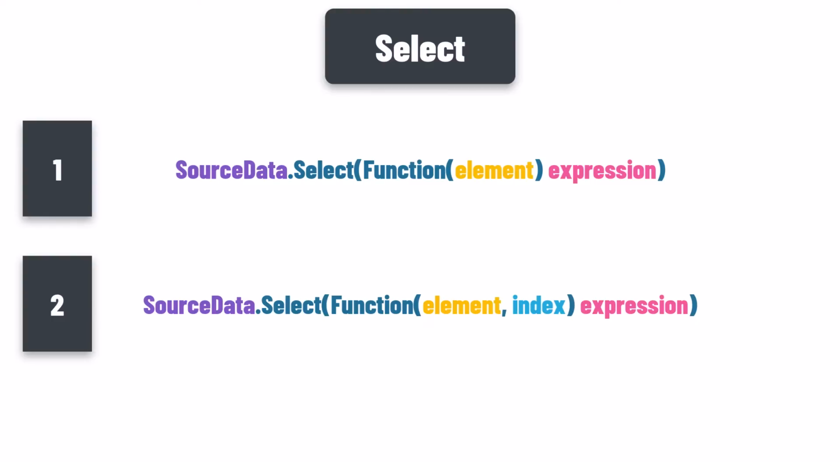This overload not only allows you to project each element into a new form, but also provides you with the index of each element in the source sequence.